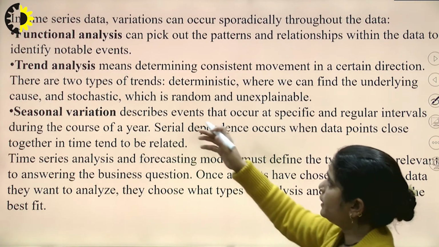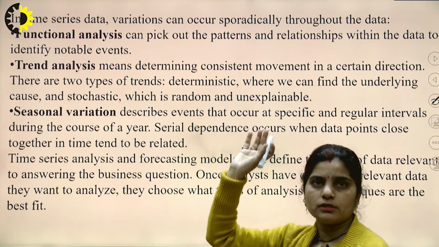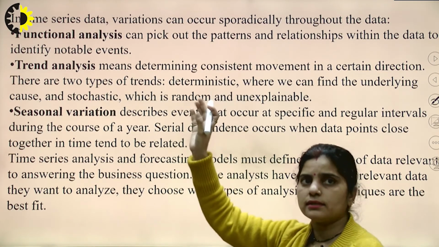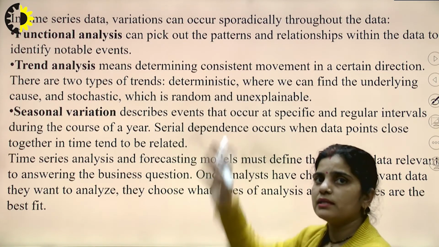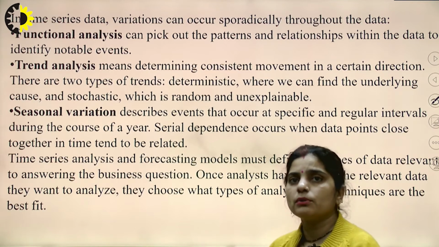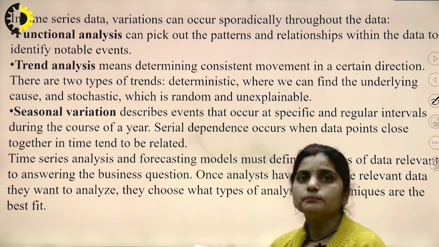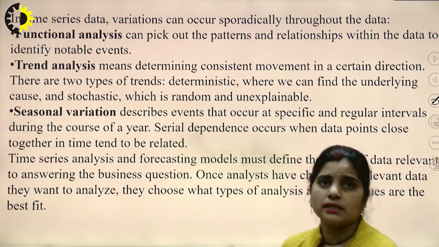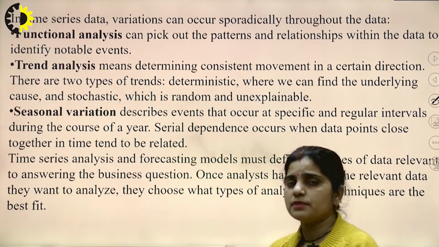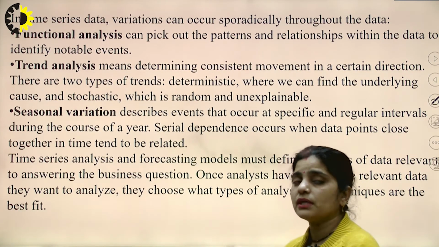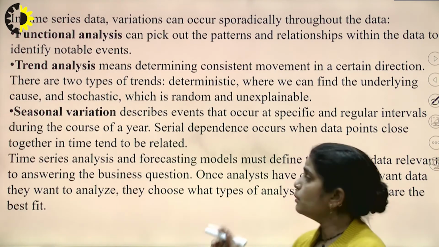If we analyze the trend, then it means that we determine the consistent movement in a certain direction. Next one is seasonal variation. Seasonal variation basically describes the events which occur at specific and regular intervals during the course of a year.